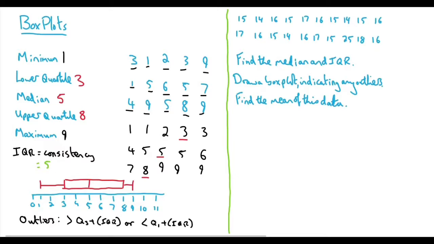So for the lower boundary, if we do our Q1, our lower quartile, 3 minus 5 would be minus 2. Yep, no one's down there. And then for the upper boundary, this 8 add 5, that would be 13. Yep, no one's up there. So we indeed don't have any outliers in this data set. This is just what the box plot would look like.